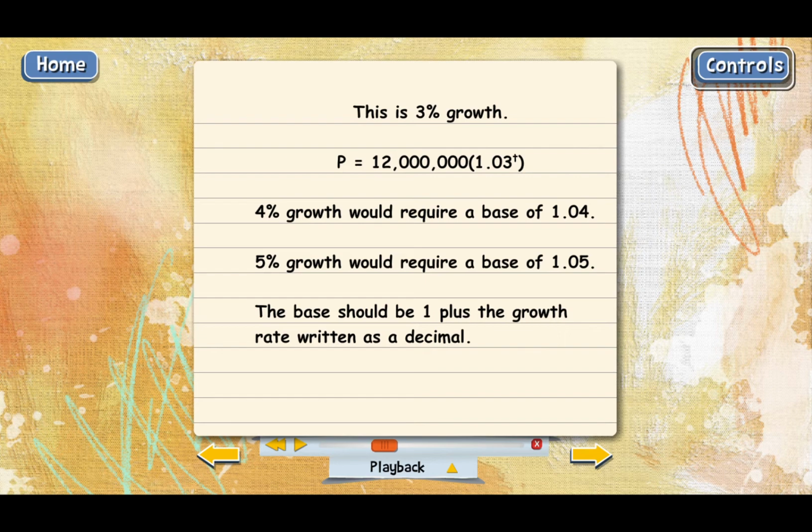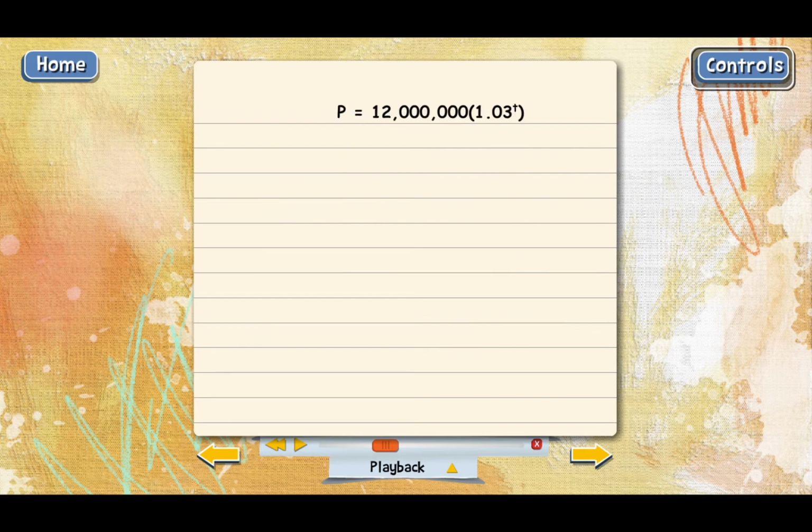Now let me see if I can explain to you why the base has to always be 1 plus the growth rate. It's kind of interesting to see why this works. Let's say that we do want the population of Bula Bula to grow 3% per year. In 2007, the population is going to be 12 million. But then in 2008, the population has to be 12 million plus 3% of 12 million. That's the way 3% growth works.